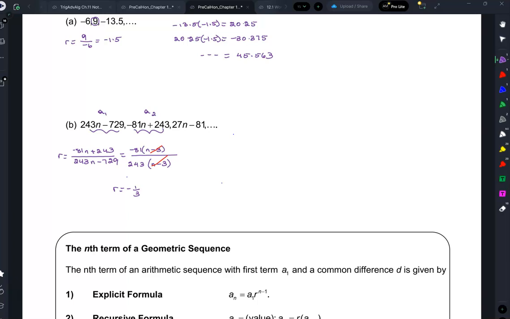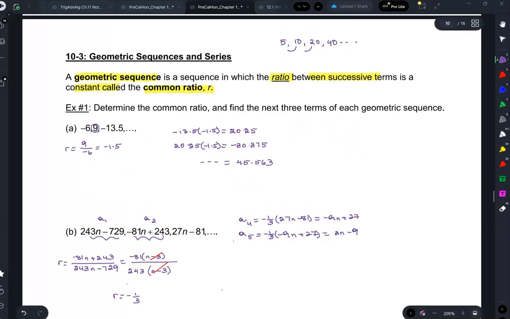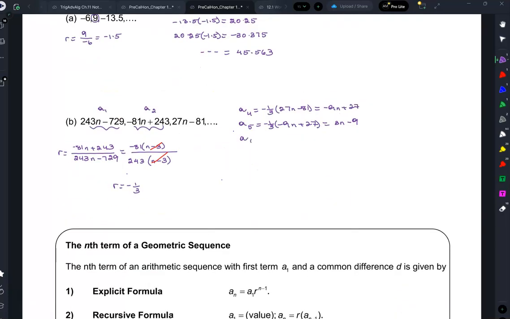So then A sub 4 is negative 1/3 times the next one. So that's negative 9n plus 27. A sub 5 is negative 1/3 times negative 9n plus 27. So that's 3n minus 9. And then, did it say to find the next three terms? Yeah, A sub 6 is negative 1/3 times 3n minus 9. That's n minus 3. Okay?